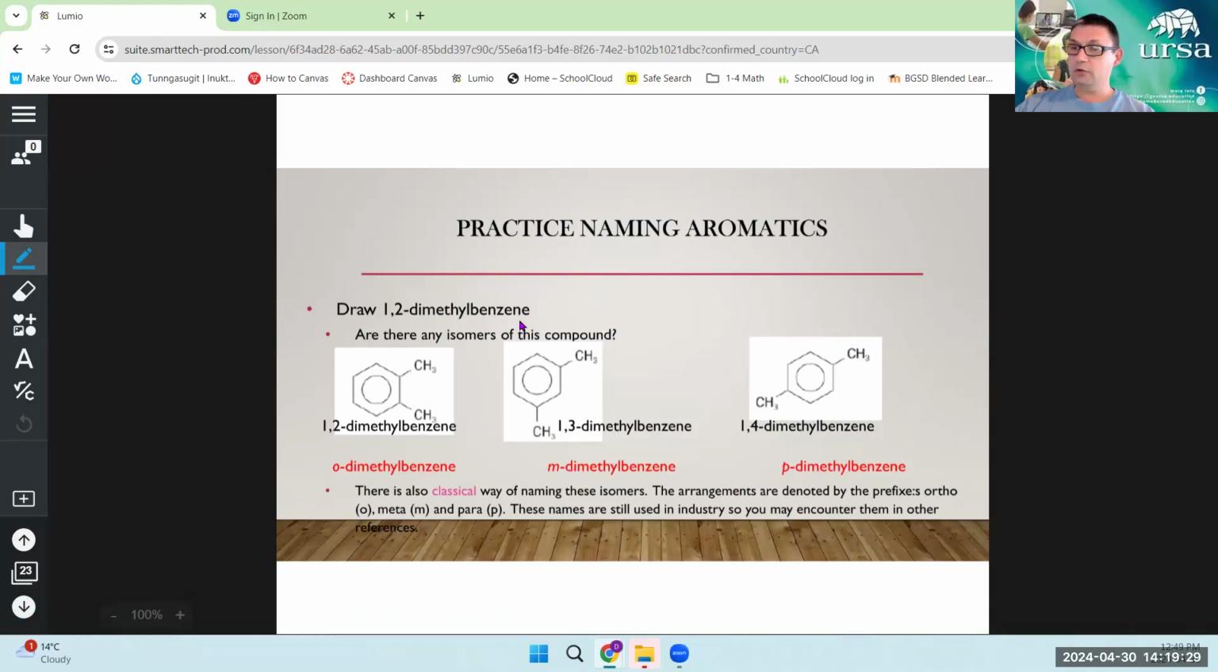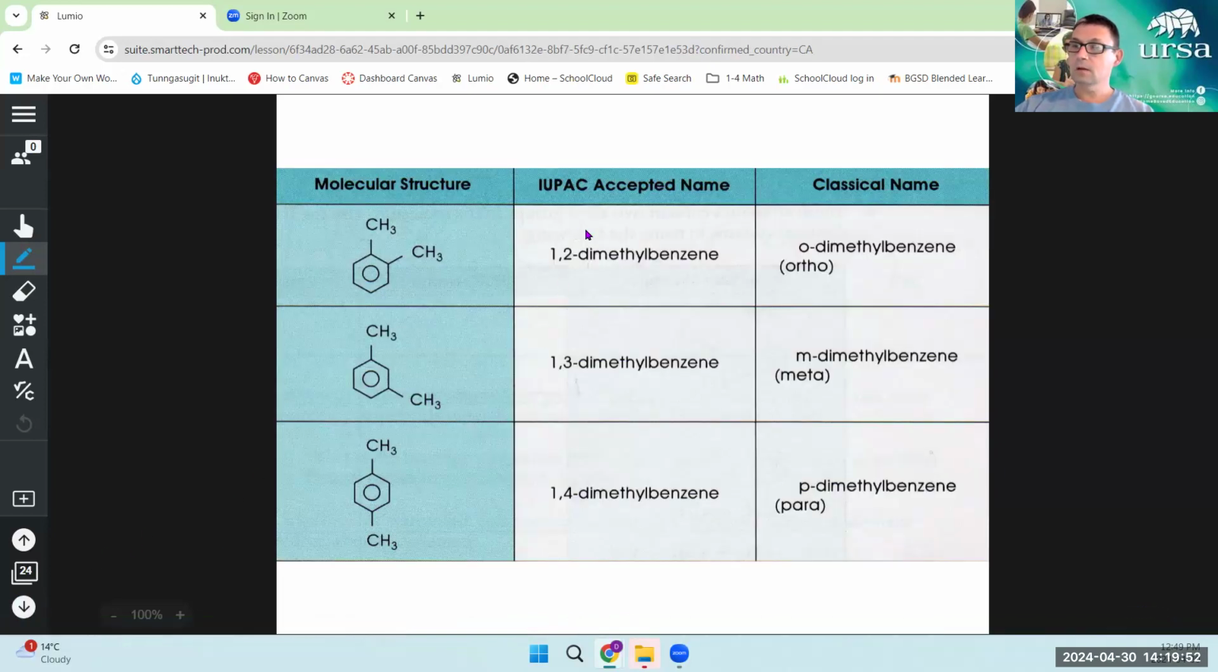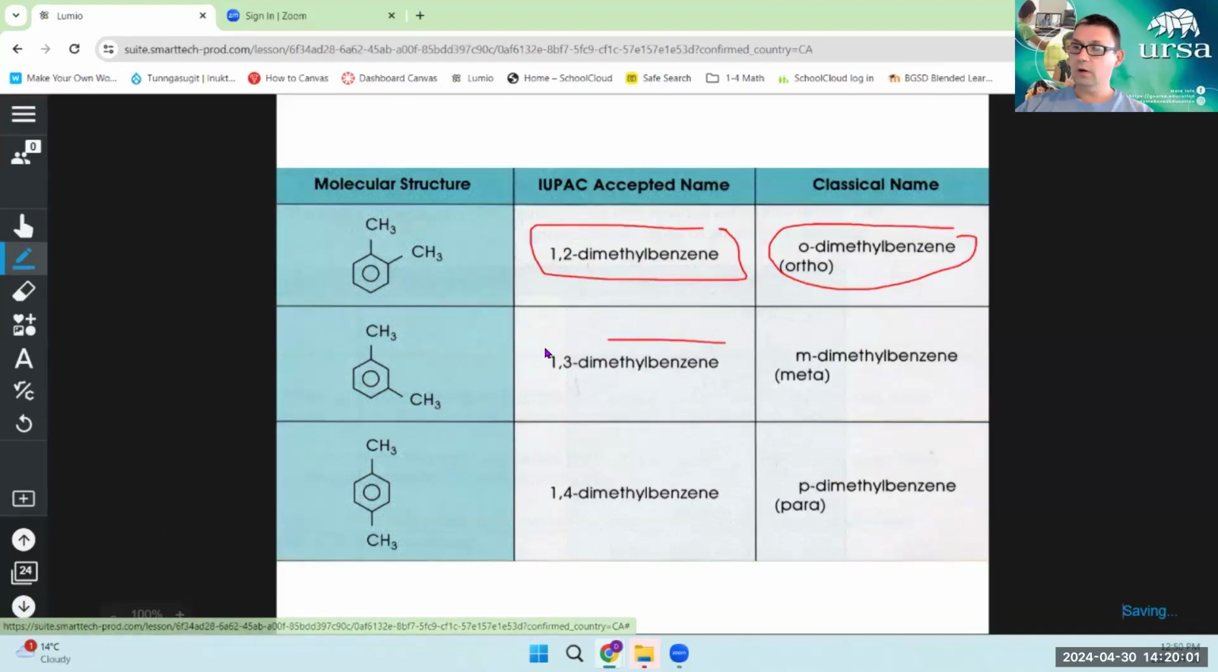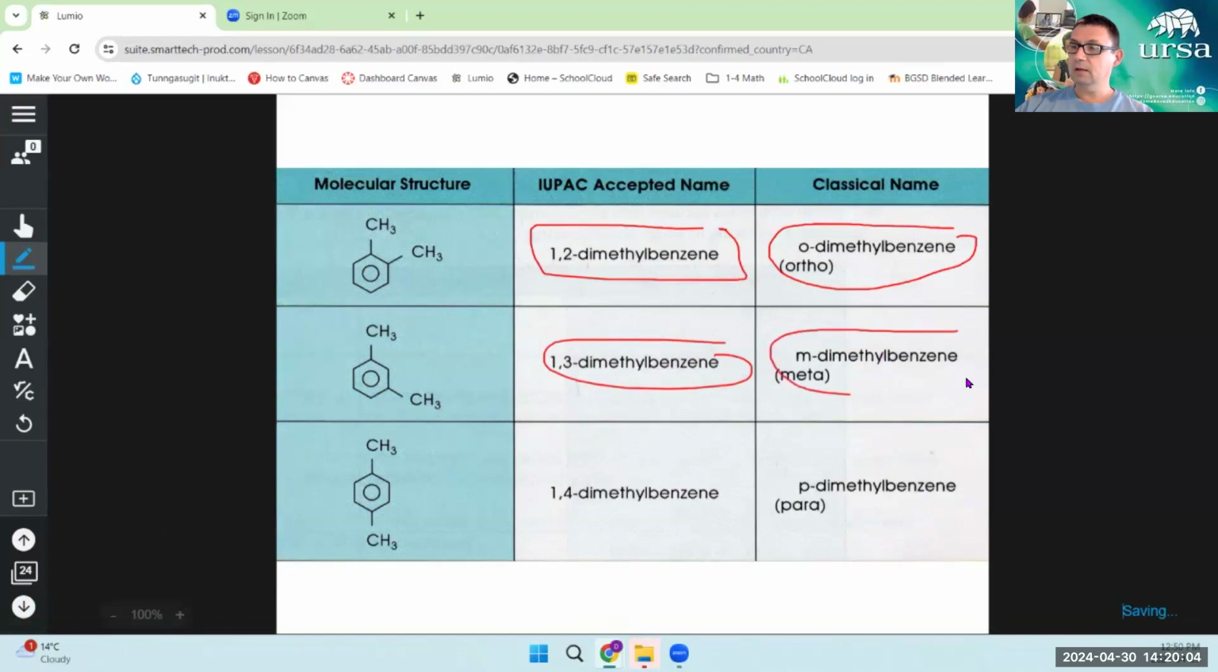So if we're to draw 1,2-dimethylbenzene, on carbon 1 and carbon 2, 2 methyl groups attached to a benzene ring. Also, this 1,2 arrangement is sometimes referred to as ortho. 1,3, meta. 1,4, para. So you see the structure. 1,2-dimethylbenzene, some refer to as ortho-dimethyl. 1,3-dimethyl, meta-dimethyl. 1,4-dimethyl, para-dimethyl.